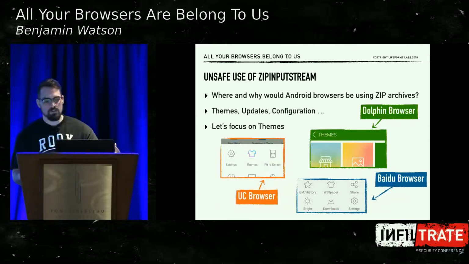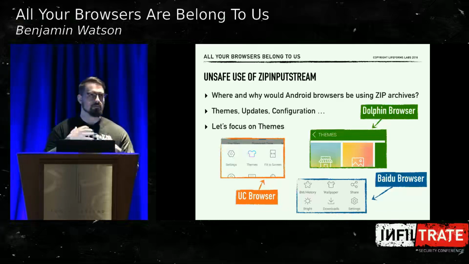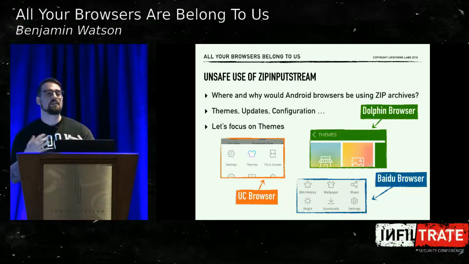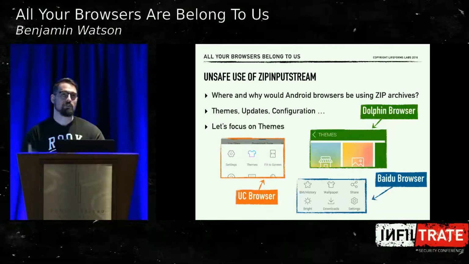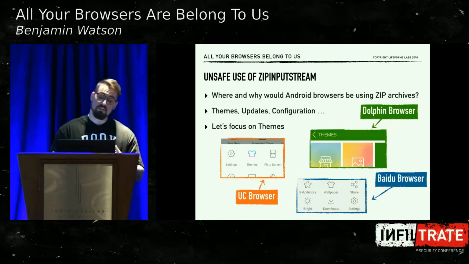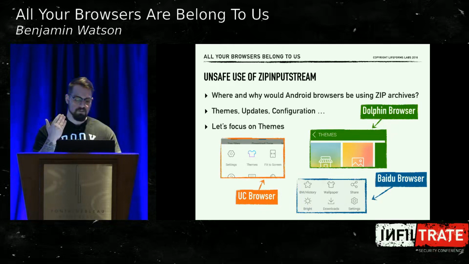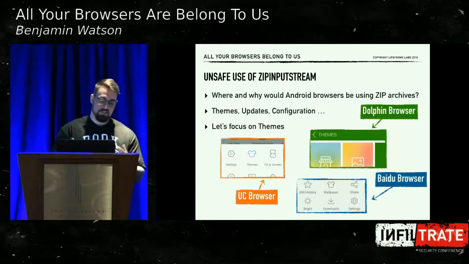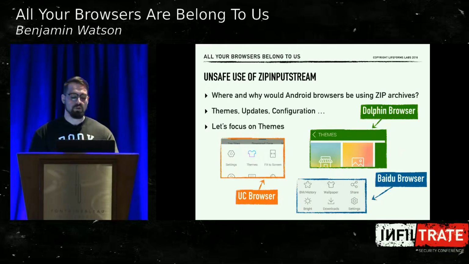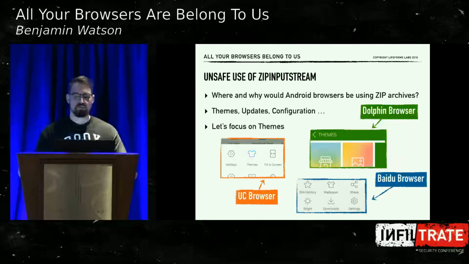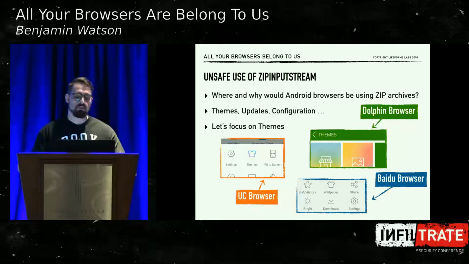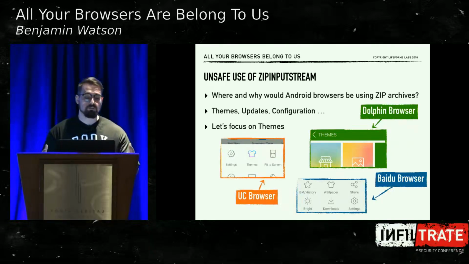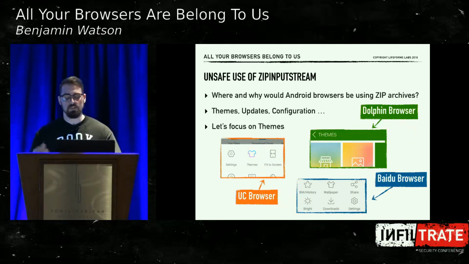So why do browsers use zip archives? For those who are familiar with Android, an Android APK is effectively a zip archive. So sometimes they use ZipInputStream to handle configurations and updates and whatnot. But the stuff that we're going to be talking about today is the use of these things called themes. They are more popular in the alternative browsers where, obviously, I want to change the theme of my browser to the background of Chuck Norris. If you want to do it, you can do it, you know what I mean? So these themes are pretty prevalent on alternative browsers, and for the most part, themes are handled in these browsers as zip archives.